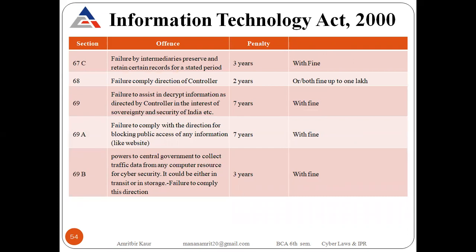Then section number 67C, failure by an intermediary to preserve and retain certain records for a stated period. Intermediary means a third party, we can say. For example, we buy anything from Amazon and pay some amount. So here our bank, for example HDFC, is the intermediary. For failure by the intermediary to preserve records for the stated period, the penalty is 3-year imprisonment with fine.